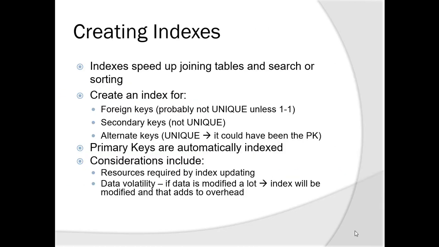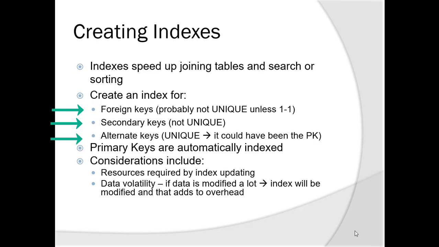Let's talk about indexes. Indexes are used to speed up the joining of tables or the searching through tables or sorting. Your user wants speed, and one of the best ways you can provide this to the user is by creating indexes. You will create an index for your foreign keys because that's how you're doing the joins. You're probably not going to make that unique unless the relationship is one-to-one. You're going to index your secondary keys. These are fields you have identified that you search on a lot and probably are not unique. If they were unique, you probably would have made them an alternate key. And you're going to index the alternate keys.